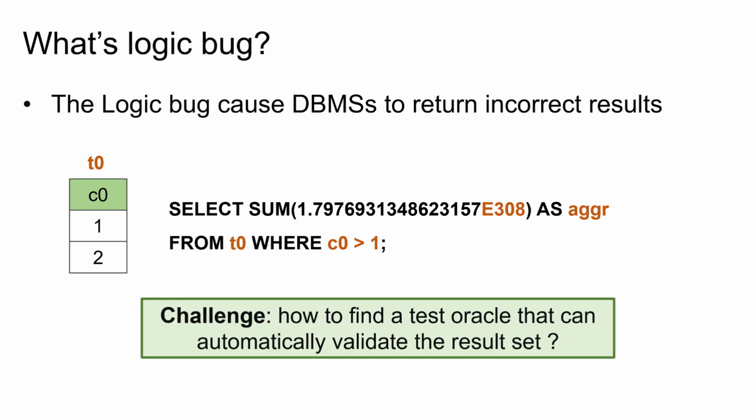That leads to the main challenge. How can we automatically check if a database result is correct if we don't know the right answer beforehand? This is called the test oracle problem.